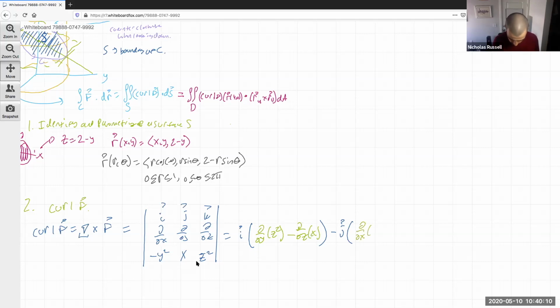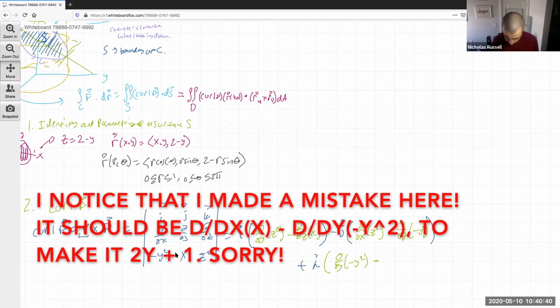Derivative of x with respect to z, derivative of z squared with respect to x, minus the derivative of negative y squared with respect to z. We see that a lot of these are going to be 0. And lastly here, with respect to k, this next one is going to be the derivative of y with respect to this, so dy. Oh, we actually have to compute a derivative, yay! Minus d dx of x.